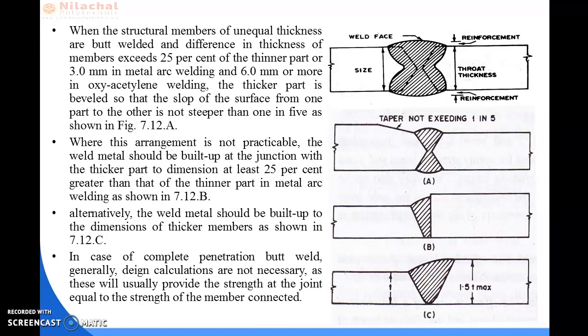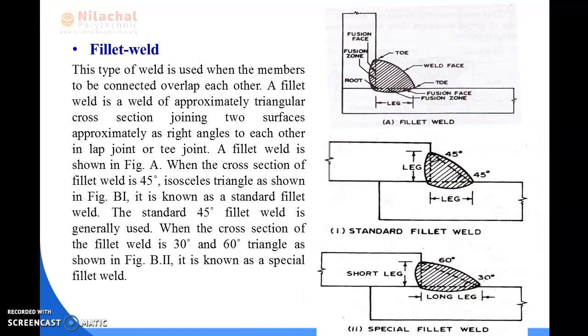at that time, these specifications help us to provide good strength to the structure with the help of the welding connection. Now we come to the second type of welding connection, which is fillet weld. First of all, what is fillet weld? This type of weld is used when the members to be connected overlap each other. A fillet weld is a weld of approximately triangular cross-section joining two surfaces approximately at right angles to each other in a lap joint or T-joint.